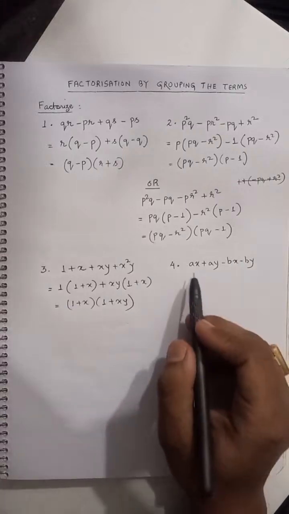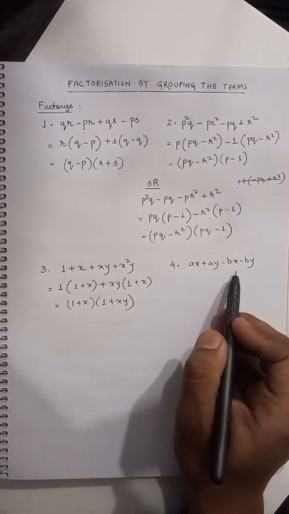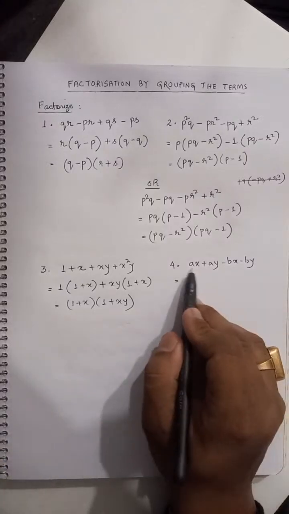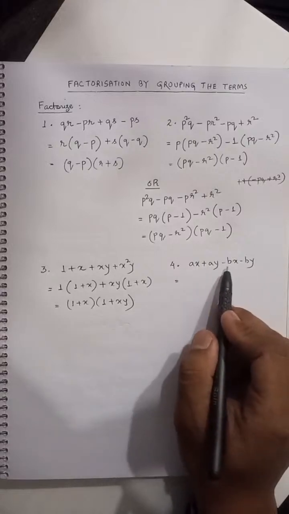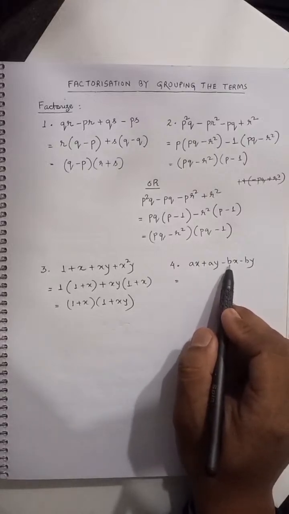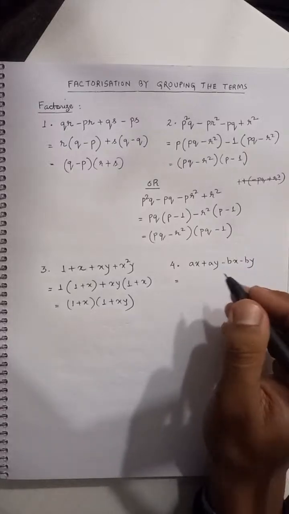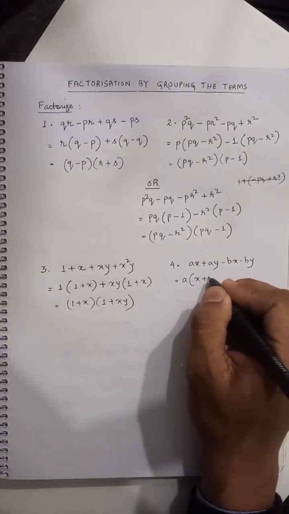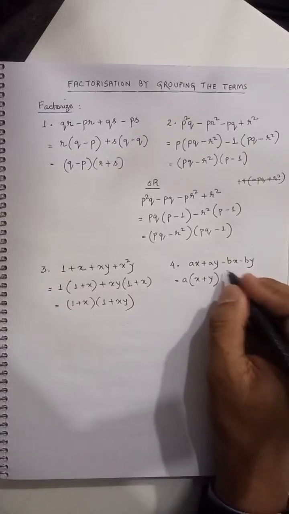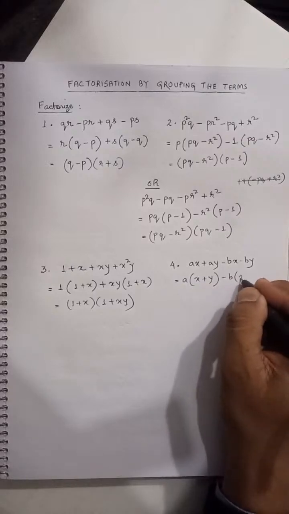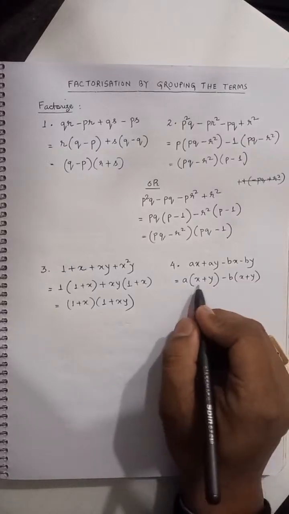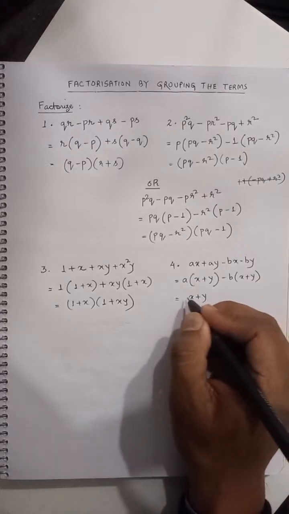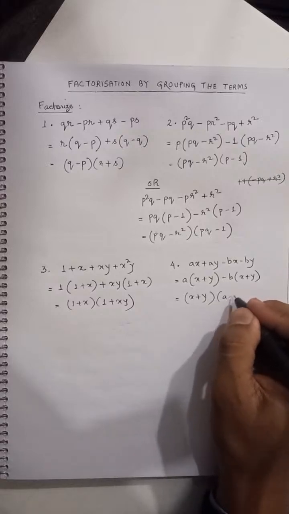Okay, we have ax plus ay minus bx minus by. So it is very clear now. We can take a from the first two terms, and then we can take minus b common from both the sides. Okay, so a, and then we are left with x plus y, and then we can take minus b, we will have x plus y. So x plus y and x plus y can be taken out as a common factor, and then we will have a minus b.